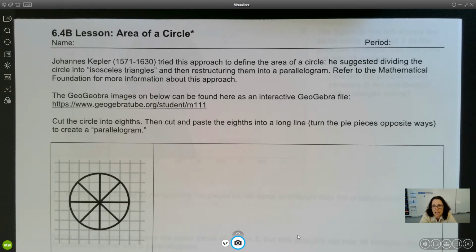He suggested dividing the circle into isosceles triangles and then restructuring them into a parallelogram. Okay, let's think about that. Do we know how to find the area of a parallelogram? Base times height. Hopefully you recall that from elementary school.